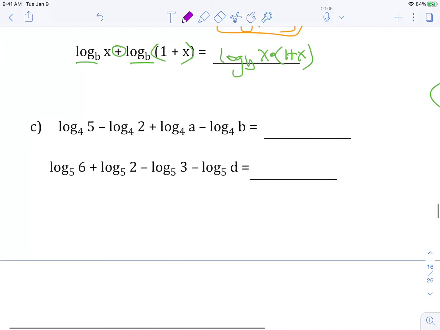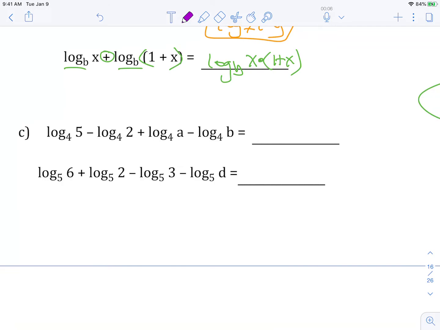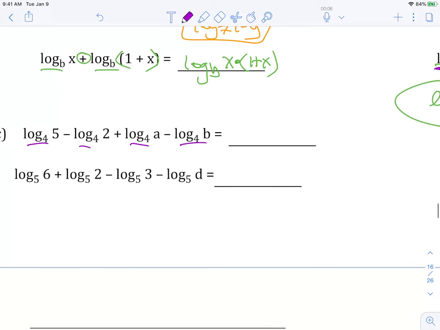Now this is kind of a fun problem. It's doing order of operations here. So we go from left to right, right? So log base 4 of 5. Again, notice they all have the same base, so we're good. And we have minus, plus, and a minus. Okay, so you could go in little pieces.